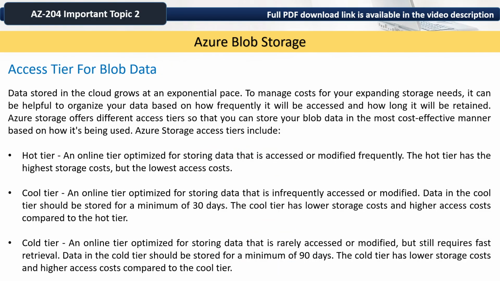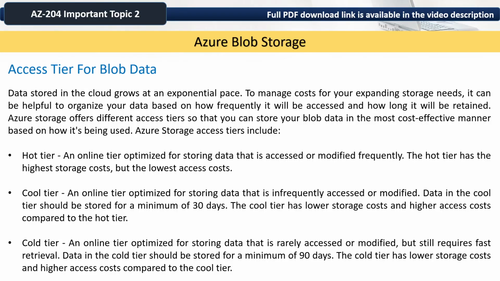About the access tier for blob data: data stored in the cloud grows at an exponential pace. To manage costs for your expanding storage needs, it can be helpful to organize your data based on how frequently it will be accessed and how long it will be retained. Azure Storage offers different access tiers so that you can store your blob data in the most cost effective manner based on how it is being used. Azure Storage access tiers include the hot tier, an online tier optimized for storing data that is accessed or modified frequently. The hot tier has the highest storage costs but the lowest access costs.